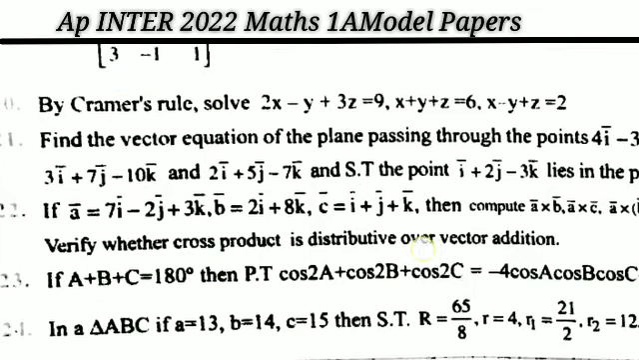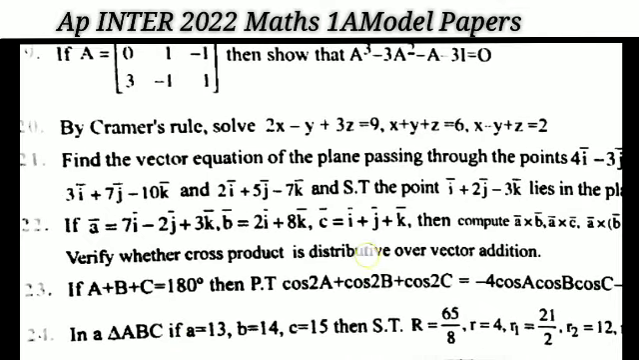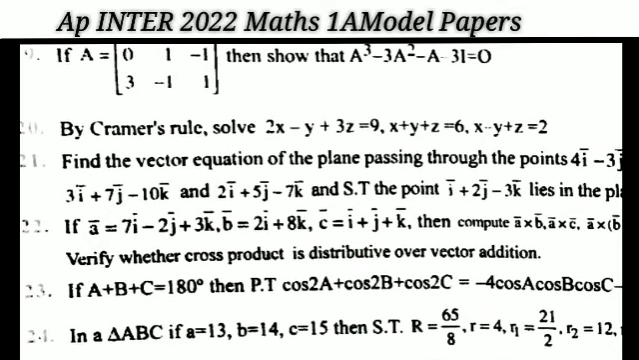Next, 21. Find the vector equation of the plane passing through the points 4i minus 3j plus 2k and 3i plus 7j minus 10k and this one. Show that the point lies in the plane.